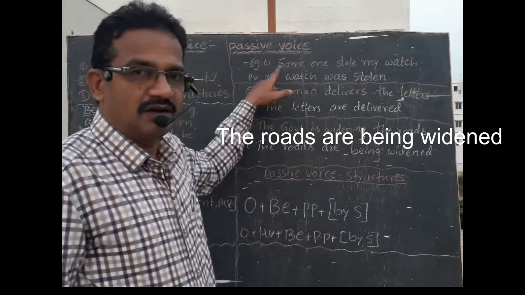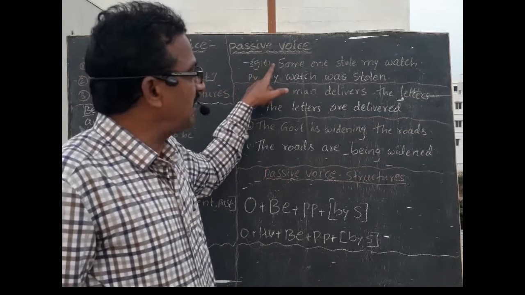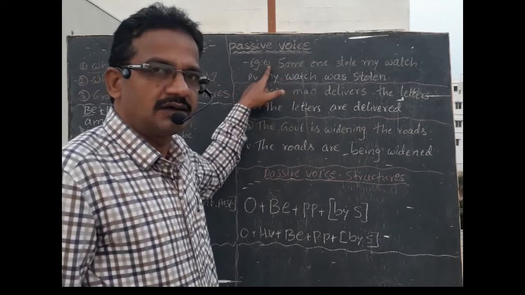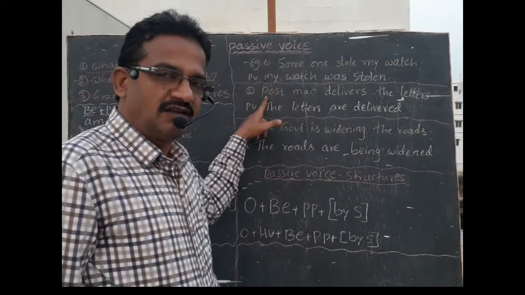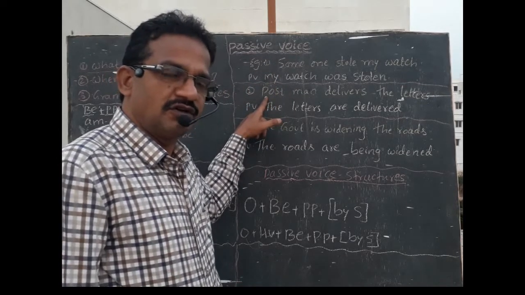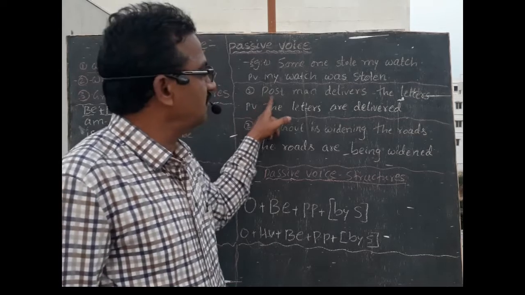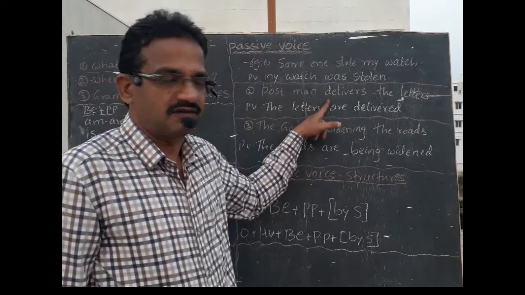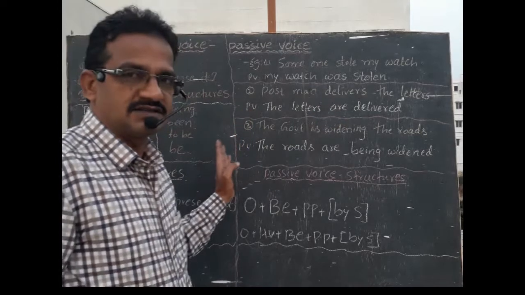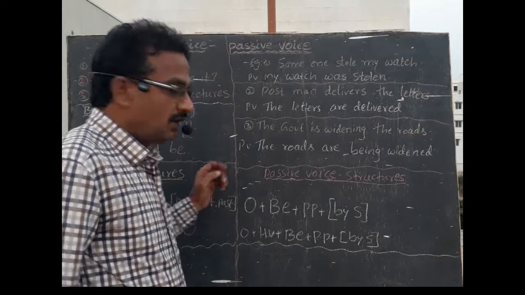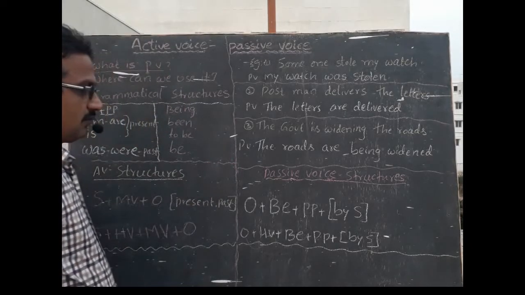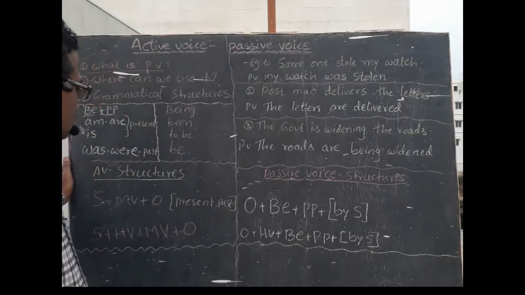When the subject, the doer of the action, the agent is not clear, you had better use passive voice. When the agent is known to everyone, then you had better use passive voice. So in these three cases, you had better prefer passive voice. Now, we shall talk about the structures of passive voice.